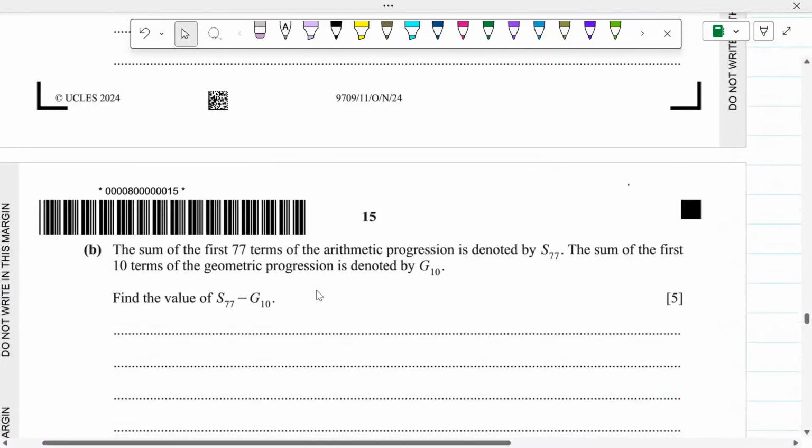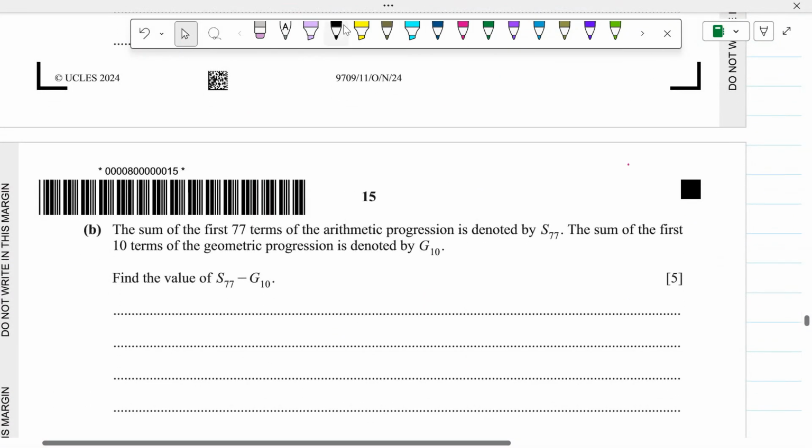Okay, let's move to part B. The sum of the first 77 terms of the arithmetic progression is denoted by S77, and the sum of the first 10 terms of the geometric progression is denoted by G10. Find the value of S77 minus G10.